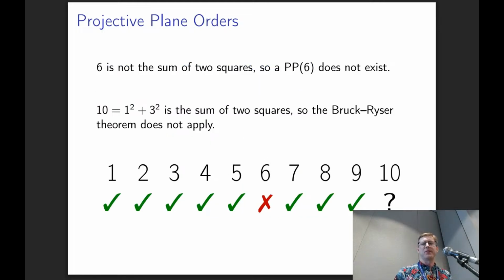So up to 9, everything's a prime power except for 6, and 6 is ruled out by the Bruck-Ryser theorem. Okay, so 6 is not the sum of two squares. And this brings me to 10, right? So 10 is the first non-trivial case. It is not ruled out by Bruck-Ryser because it is the sum of two squares. And of course, 10 is not a prime power. So which way is it? Does a PP10 exist or not?